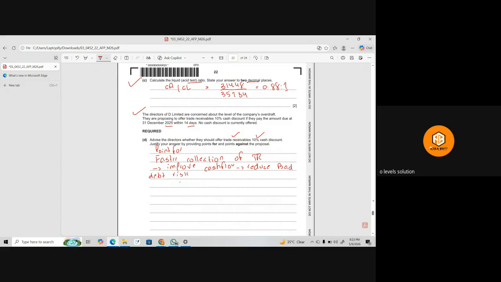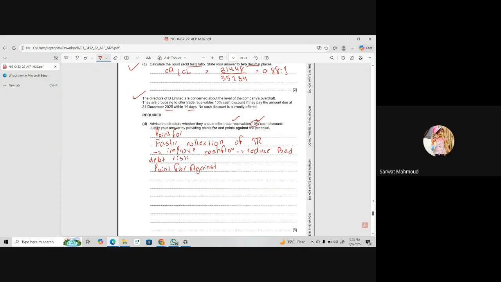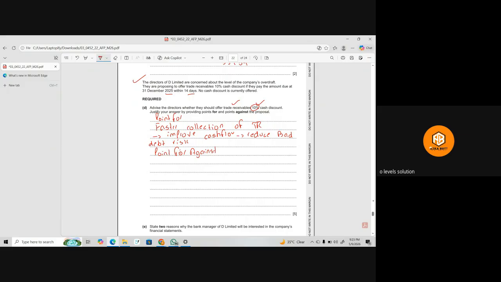And for the against, you can say point for against. You can say that a 10% discount will reduce the profitability because 10% is a lot. So definitely profitability will reduce, because the discount allowed is part of expense. That's why.